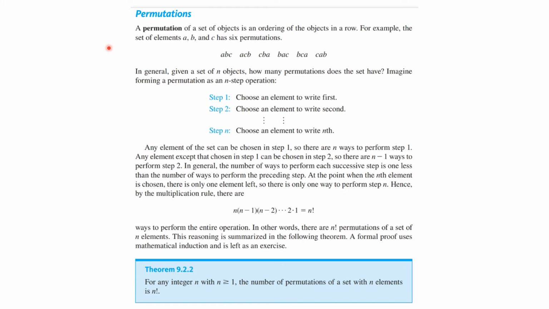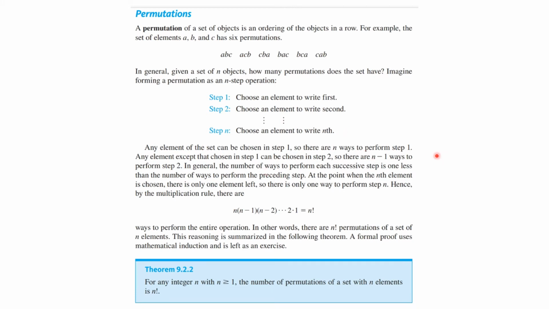This leads us to consideration of a mathematical function called permutations. A permutation of a set of objects is an ordering of the objects in a row. For example, if we were talking about the set of elements A, B, C, there are 6 permutations. These are all different because order matters. In general, given a set of n objects, how many permutations does a set have? Well, you can think about that as being an n-step operation. You choose an element first, and then you choose an element second, and so on and so forth.